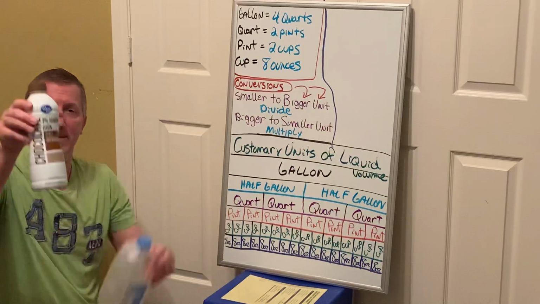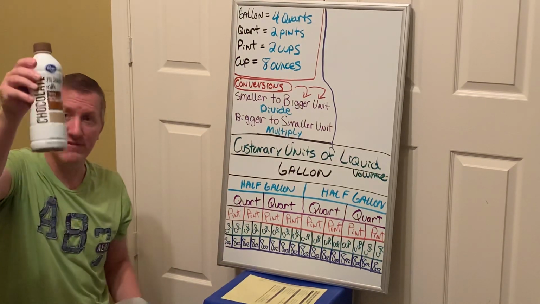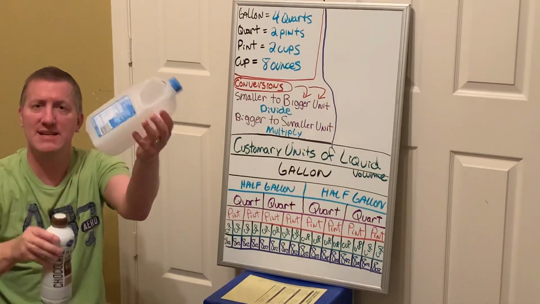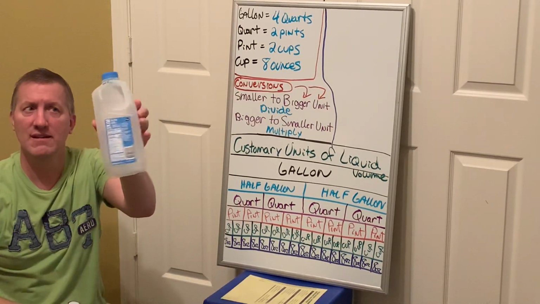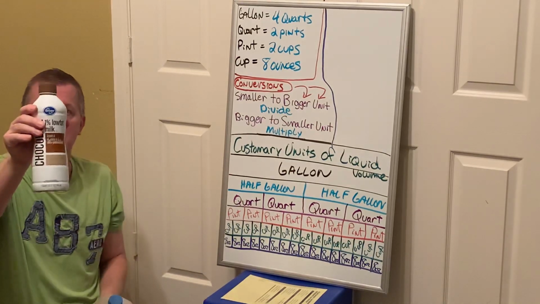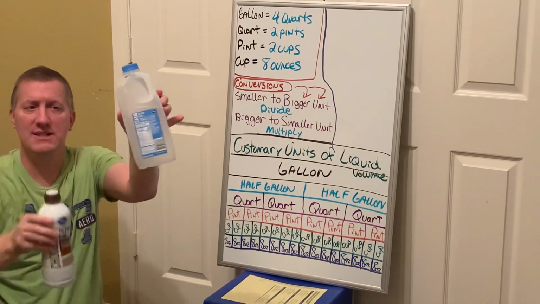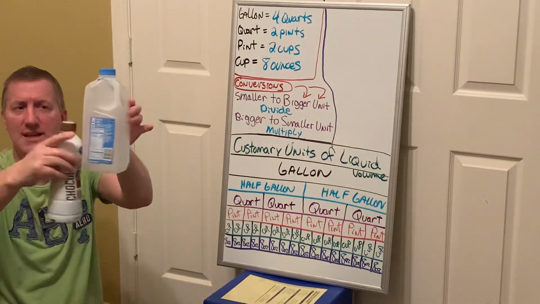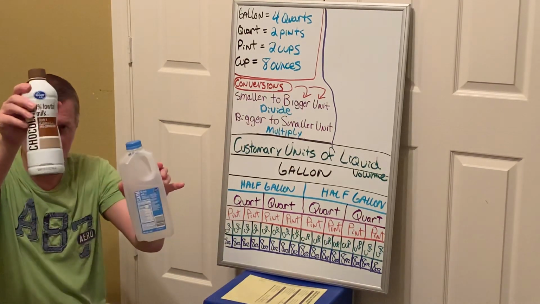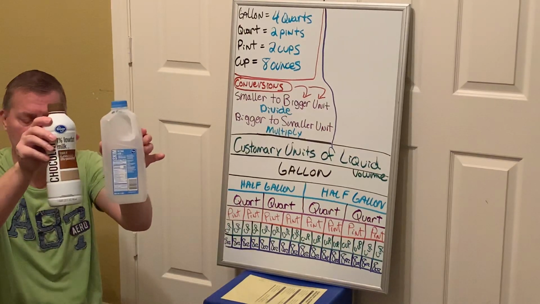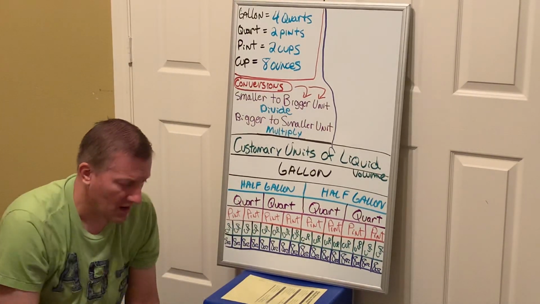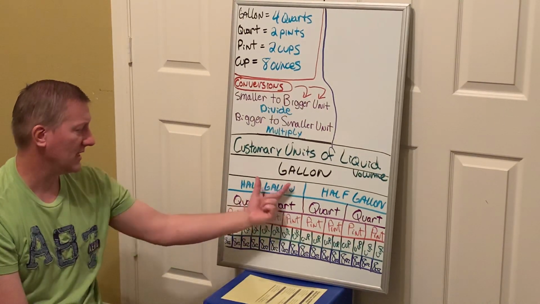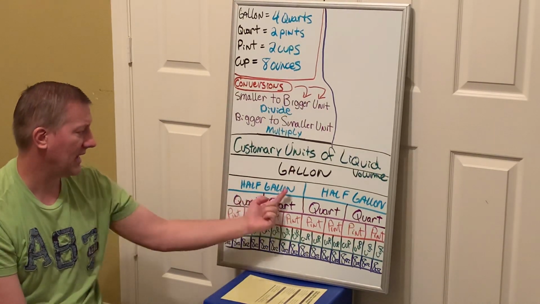Then if you have 2 quarts, if I have 2 of these quarts, they will fit in this half gallon. So 2 quarts fit in here, this half gallon. 2 of these fit in here. And then on the chart, it shows 2 quarts equals a half gallon.